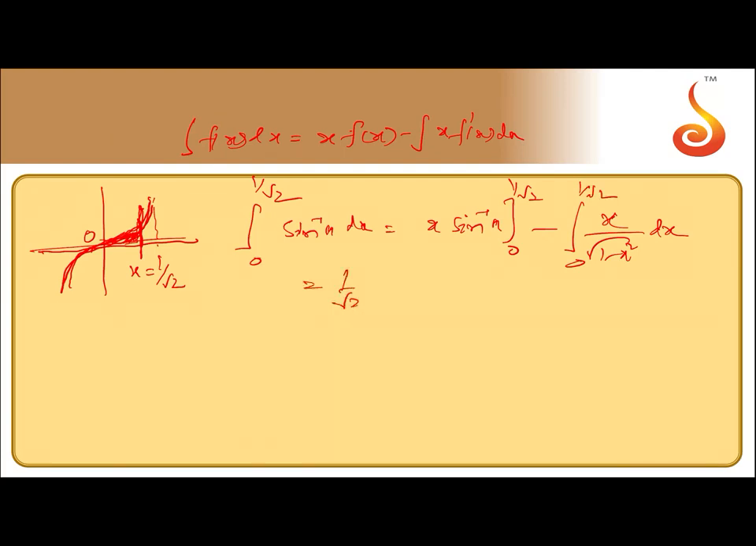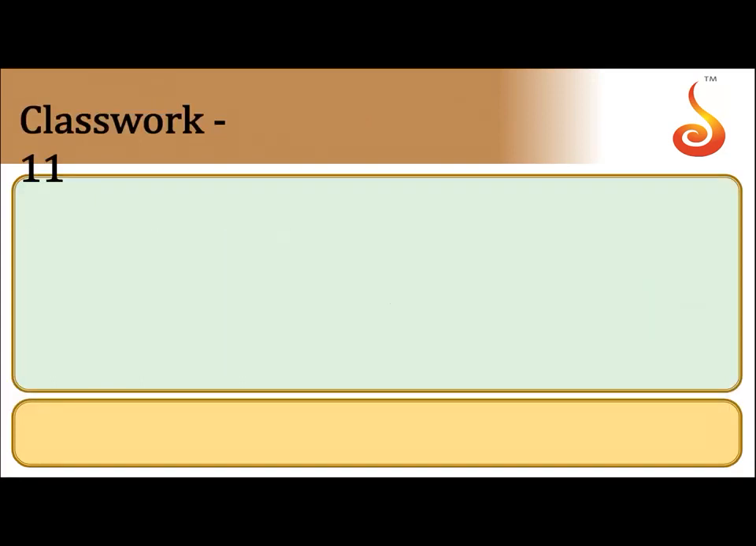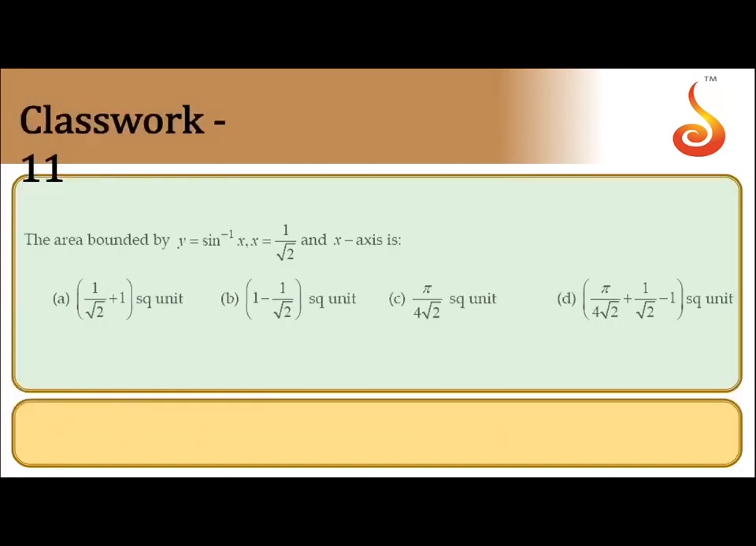So, 1 by root 2 multiplied by pi by 4 minus, this is x by root of 1 minus x square. The integration is minus root of 1 minus x square, limits from 0 to 1 by root 2. On substitution, pi by 4 root 2 plus 1 by root 2 minus 1. So the answer for this problem is pi by 4 root 2 plus 1 by root 2 minus 1. I hope you are getting it. Yes, the answer is the fourth option, D.